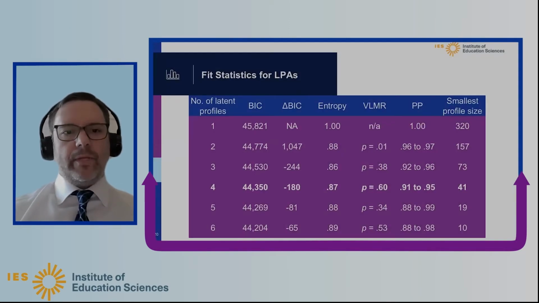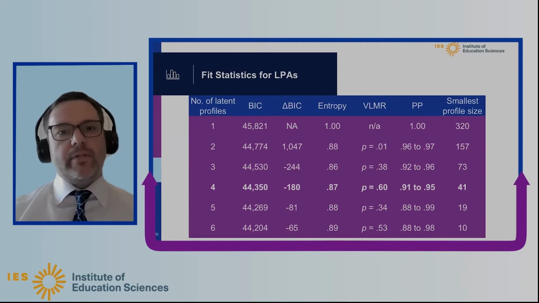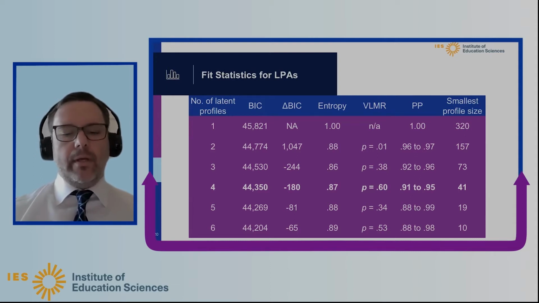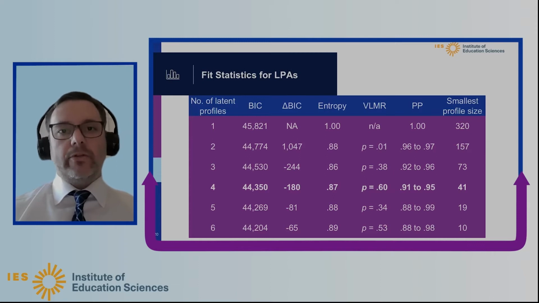So the model fit for the latent profile analyses are displayed above. The BIC continued to decline with the addition of each profile, indicating the appropriateness of adding profiles. Entropy was greater than 0.86 for each profile solution, indicating that on average, each child was correctly classified into a profile. And while the VLMR did not support the addition of a profile following the 2, 3, 4, and 5 profile solutions, the posterior probabilities suggested that each solution correctly estimated children's latent group membership.